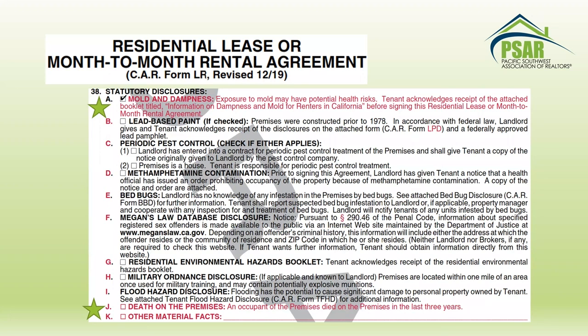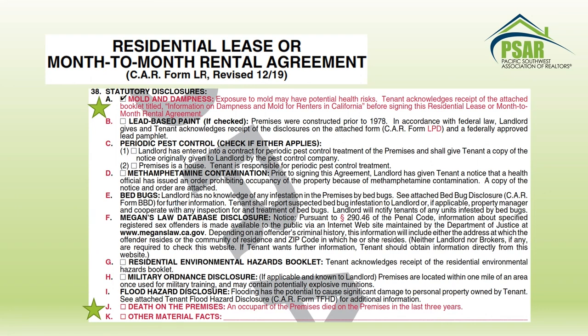The changes on this are the statutory disclosures. There is a new one that is required after January 1st. It is the mold and dampness booklet. There is a booklet that has been issued by the California Department of Public Health, and it is called Information on Dampness and Mold for Renters in California. So it is something that is available right now online. You can download it. I imagine they are going to put it in the EPUBs and our actual zip forms library, but it will be a hard check default. Mold and dampness will be required.